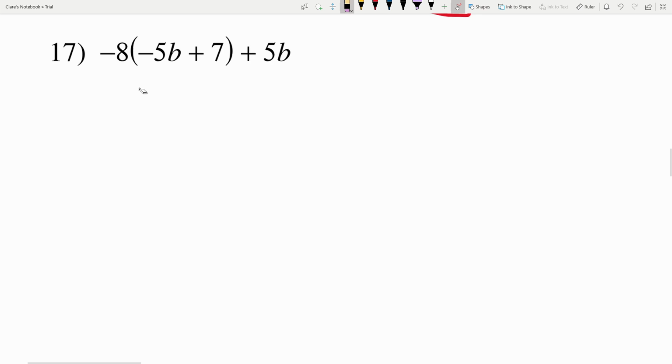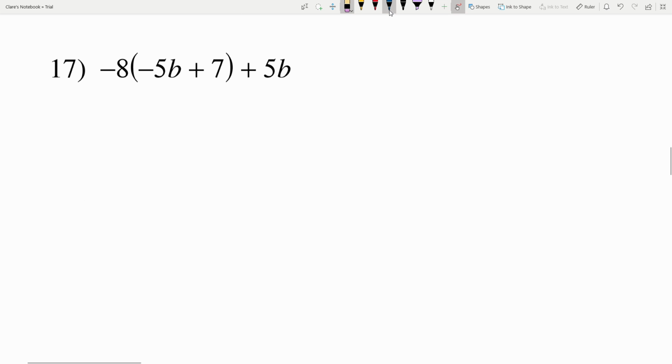In number 17, we have, again, a parenthesis, and because we cannot combine negative 5b with 7, because we don't know what b is, we're going to distribute this negative 8. So negative 8 will get multiplied to negative 5b, and then negative 8 will also get multiplied to 7 with addition in between. In number 16, we had subtraction in between, but in number 17, we have addition in between.